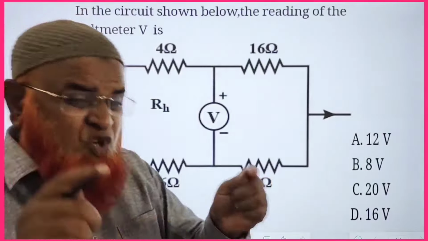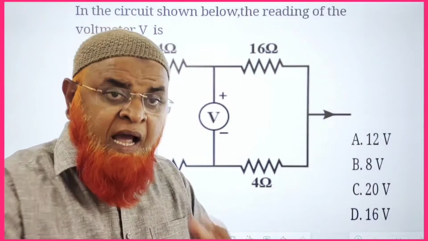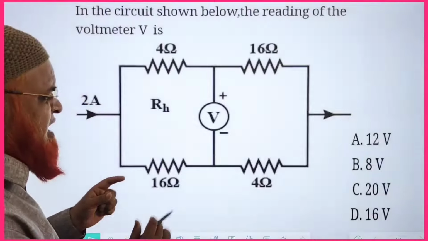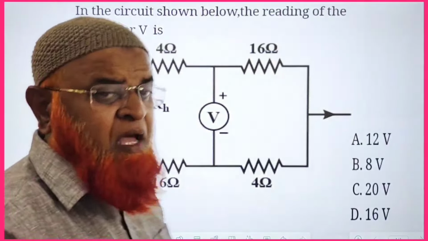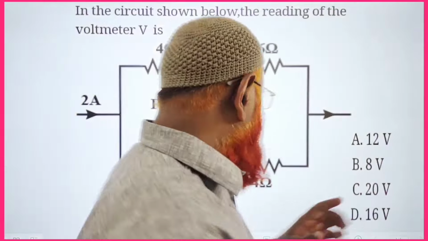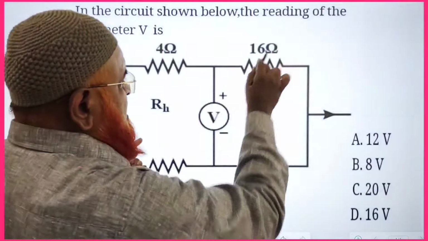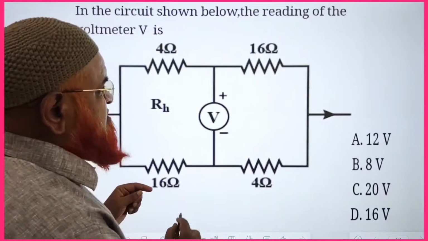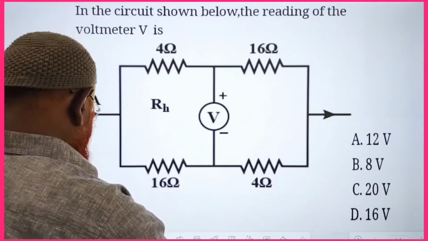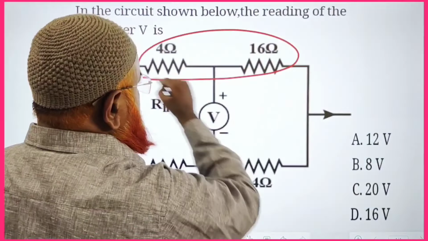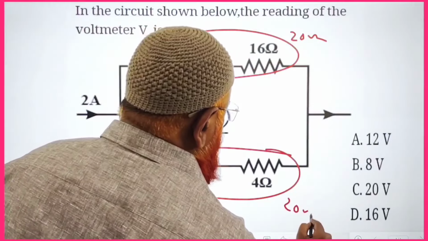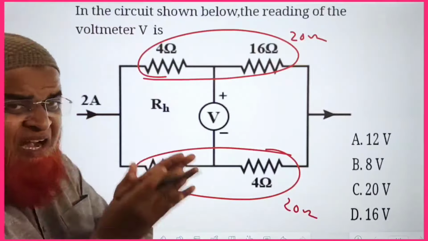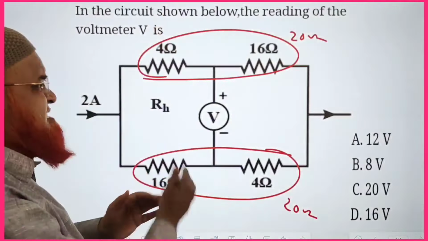I would like to discuss a shortcut for this. He wanted a shortcut for this. Let me discuss the shortcut. It's very simple. He's asking us to find out the voltmeter reading. How can you find out the voltmeter reading without pen and paper? So simple it is. You can just see this is 4 and 6 and this is 16 and 4. That means this is completely 20 ohms. This is also completely 20 ohms.